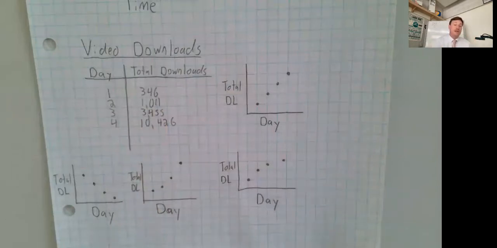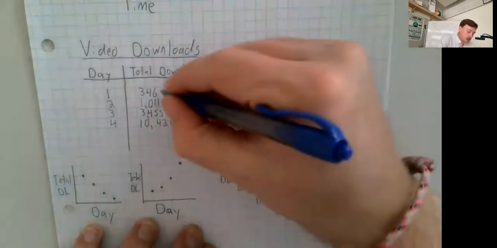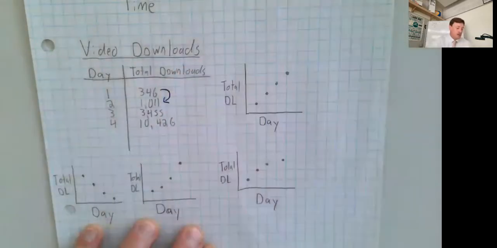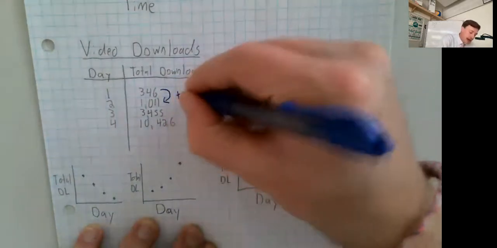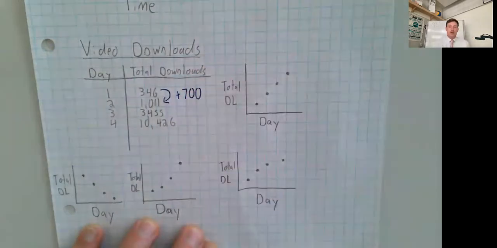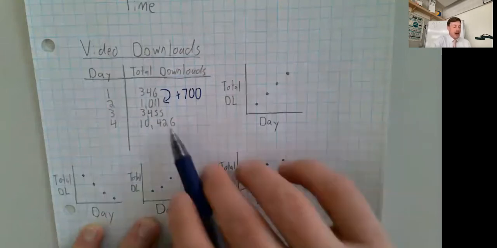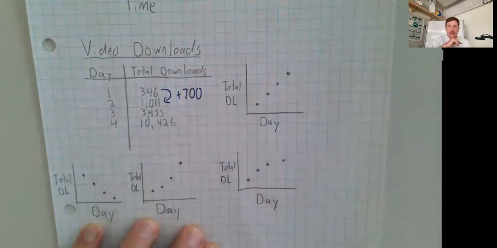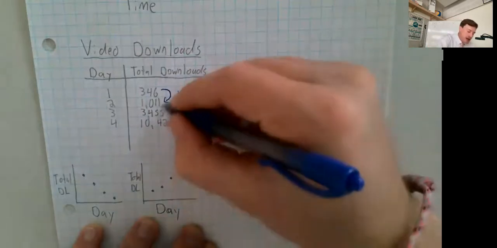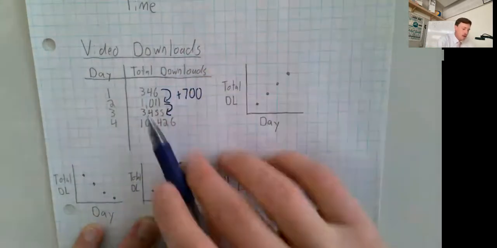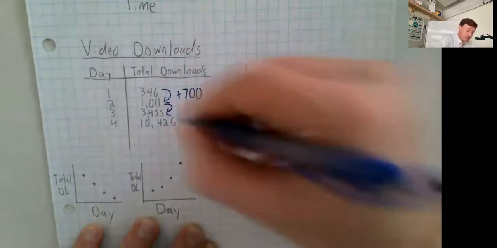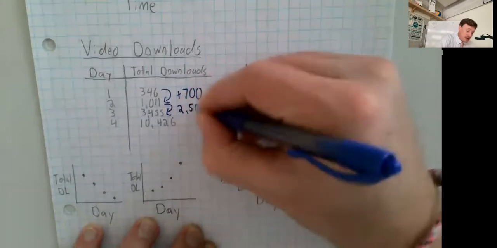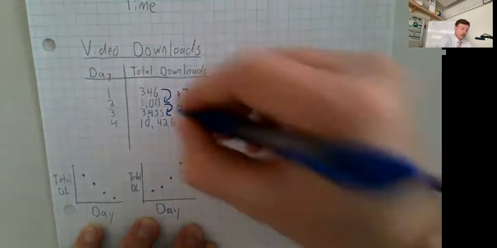Well, just roughly looking at these numbers, going from day 1 to day 2, I go from about 300 to about 1,000. So I'm adding 700 new downloads. Let's see if that change is the same. I'm ballparking it here. It's not exactly 700, but we're just getting the general idea. How about going from 1,000 to 3,400? So that's almost 2,500 in terms of the change that's happening.